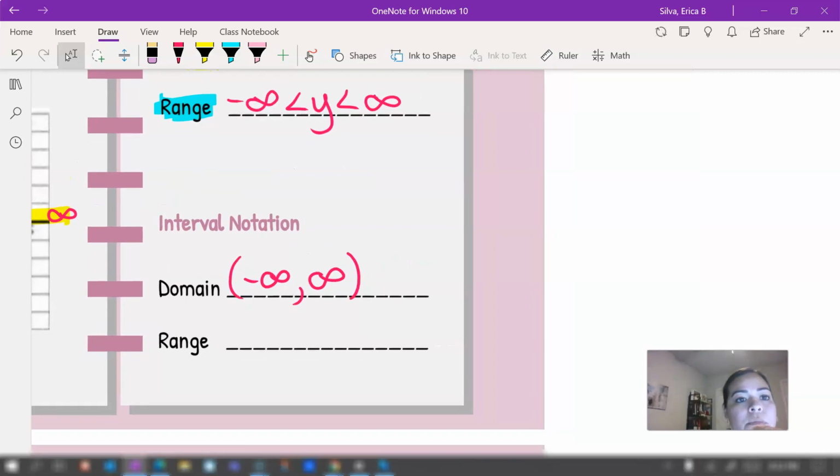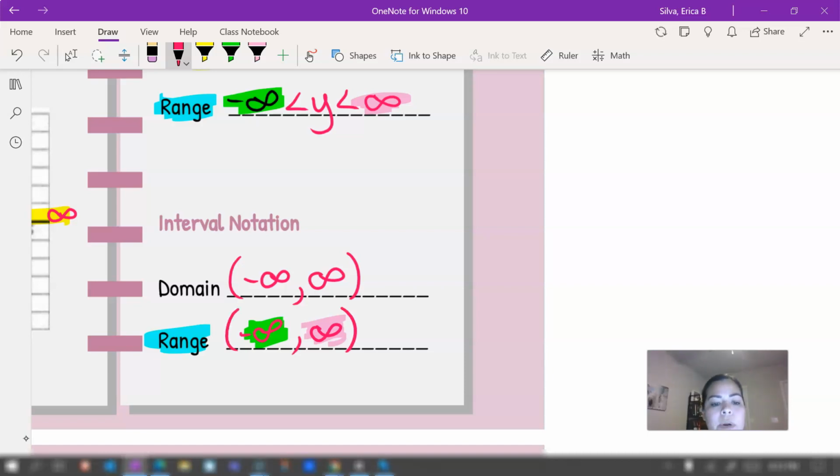Now let's look at the range. We've got the lowest, negative infinity. Our highest is positive infinity. And then because infinity is never included, we use parentheses to represent that.